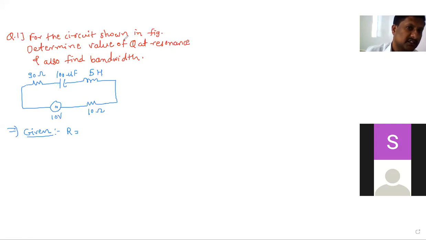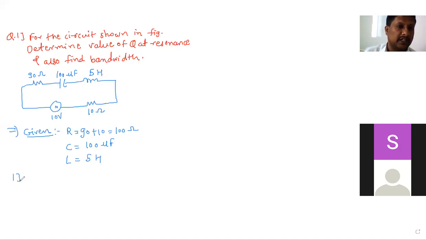This is a circuit. For the circuit shown in the figure, determine the value of Q at resonance and also find the bandwidth. The circuit is given. So what is the total resistance? 90 plus 10, because they are connected in series. So we can consider 100 ohm total resistance. The C value is given as 100 microfarad and the L value is given as 5 Henry.